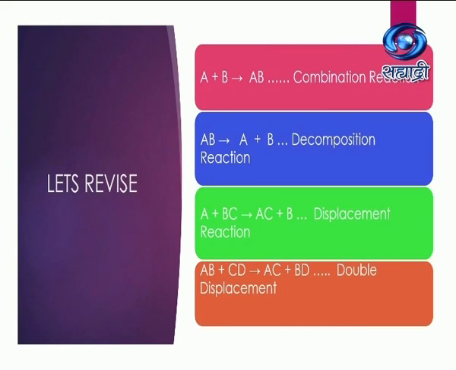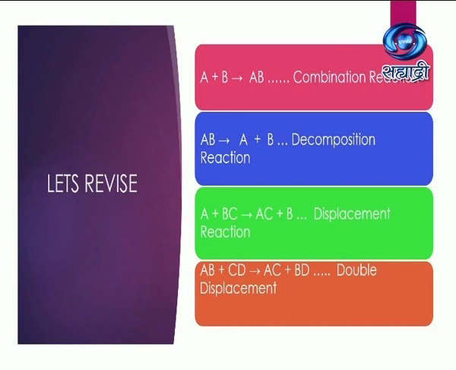The third type we studied was displacement reaction, that is A plus BC gives AC plus B, which is separated out. Here, in place of B, A has appeared. That means A has displaced B and we get a product AC plus B. This is called a displacement reaction.